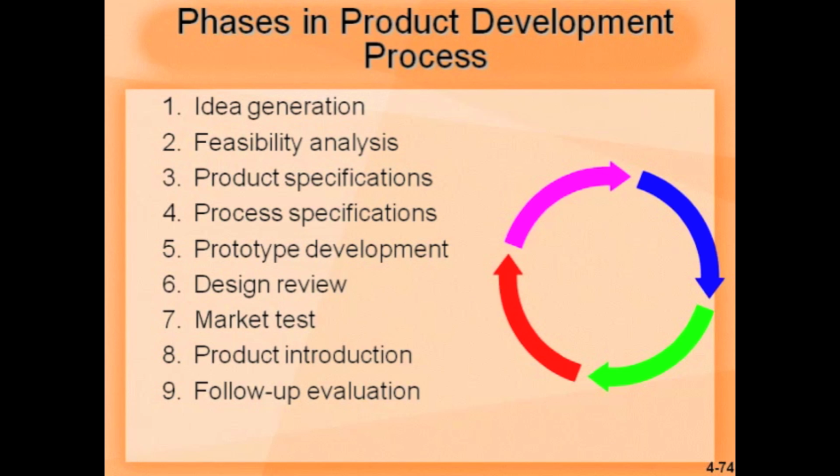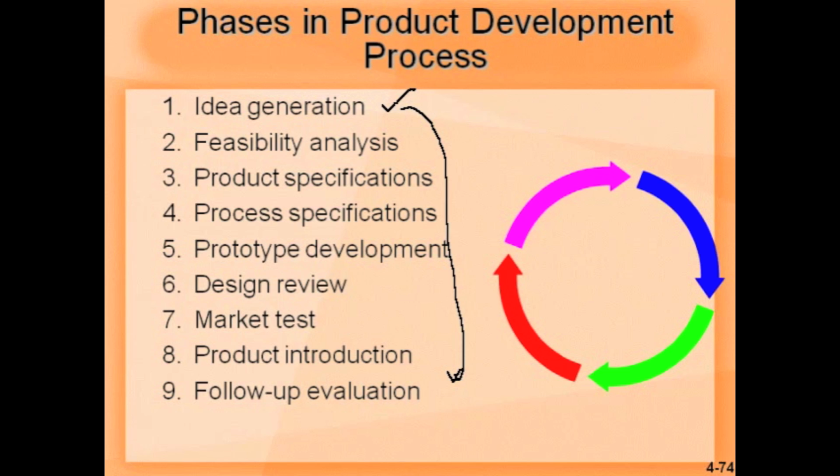In this slide, nine different phases are listed for the product development process. These are general phases. Any product development always starts with idea generation, and goes on to finally follow-up evaluation when the product is already in the field. All these different activities go on, like feasibility analysis, product specifications, process specification, prototype development, design review, market test, product introduction, and so on.